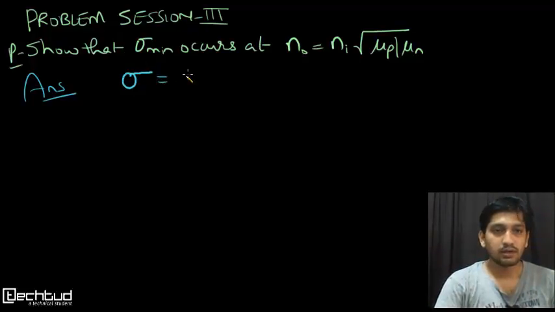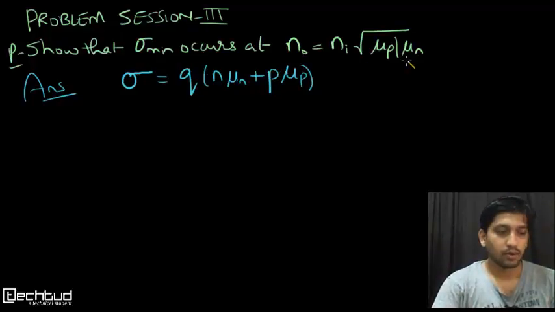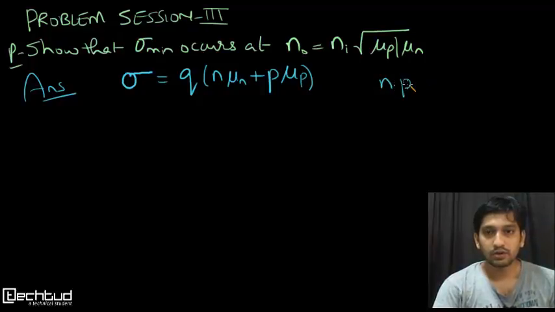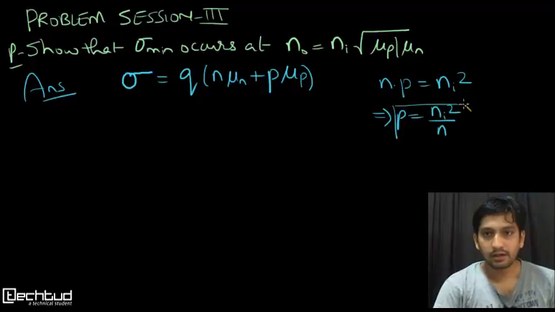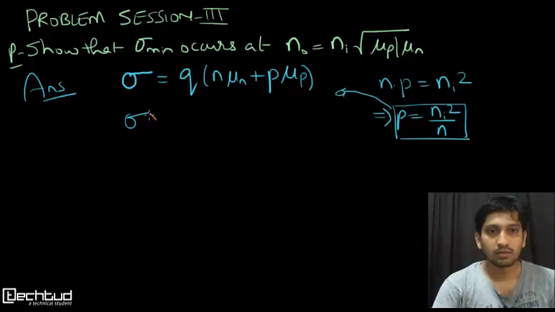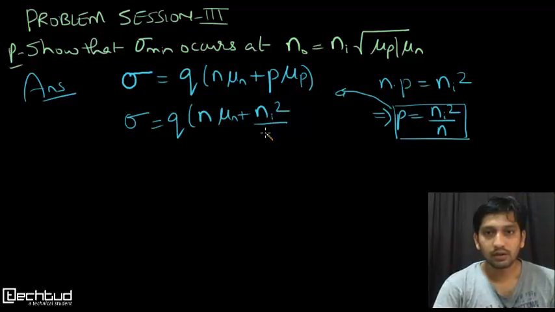You know that sigma is given by q times (n mu n plus p mu p). We also know that the product of the concentration of holes and the concentration of electrons is given by ni square. It implies that p is given by ni square by n. Let us substitute this equation into the first. So sigma will be q times (n mu n plus ni square by n into mu p).